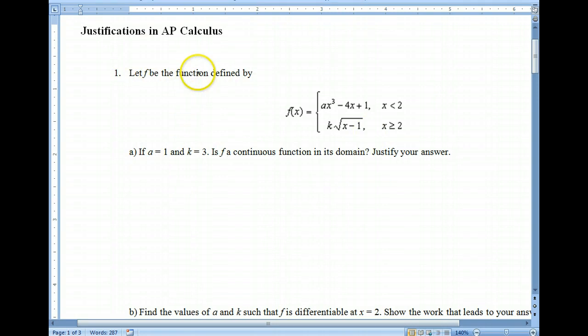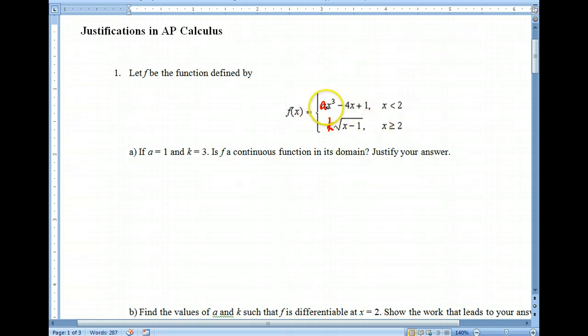Okay, so let f be the function defined by this. Why is this automatically a confusing problem? Well, not because it has two variables. It has two constants. It has a here, which I don't know, and it has k here, which I don't know. Those are just numbers that we don't know yet that affect the graph.